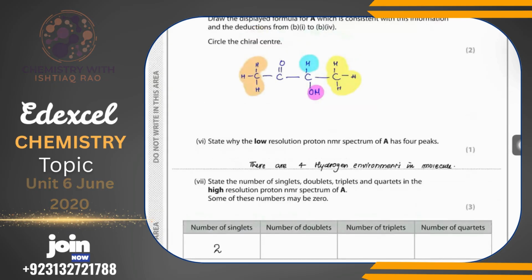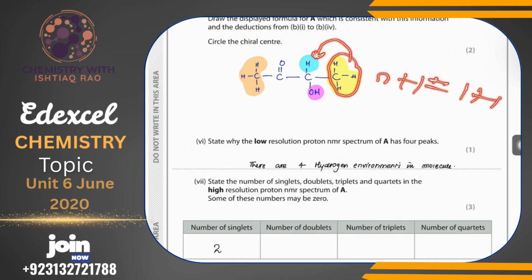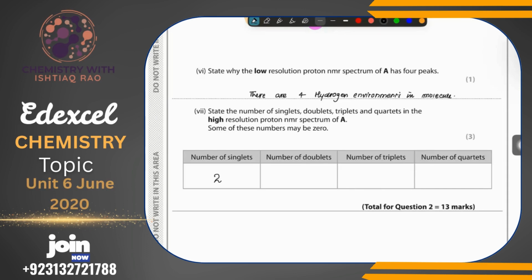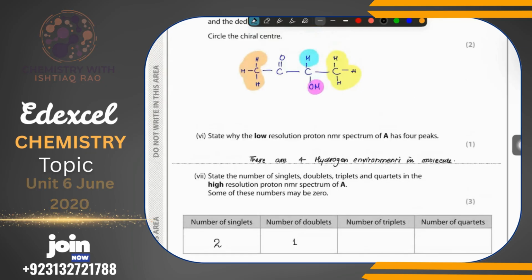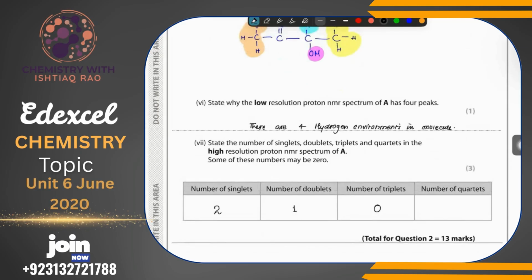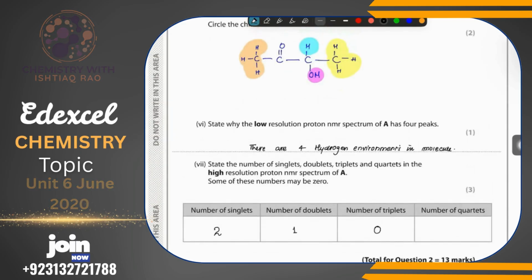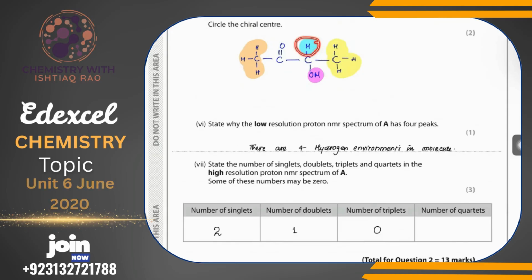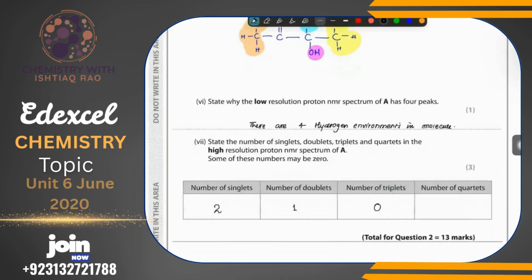And if I look at this CH3, there is only one neighboring hydrogen atom. So when I apply the formula n plus 1, that's going to be 1 plus 1, so I would be getting only one doublet. There is no triplet, because for a triplet I must have two neighboring hydrogens, and there are no two neighboring hydrogens. And if I look at this hydrogen atom, on its right-hand side we have three protons. So n plus 1 means 3 plus 1, that would be 4. So I would be getting one quartet, isn't it?